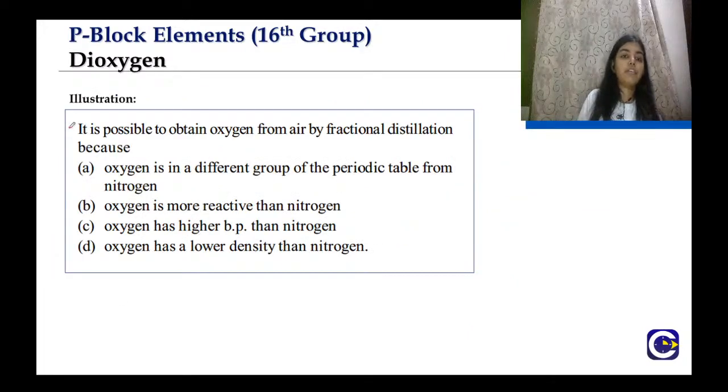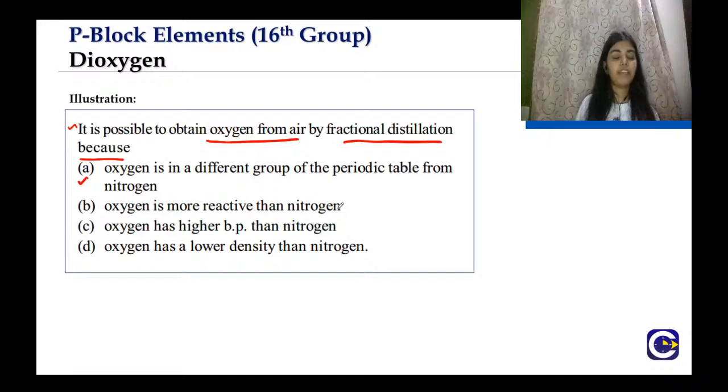Now next question is, it is possible to obtain oxygen from air by fractional distillation because oxygen is in a different group of the periodic table than that from nitrogen. Oxygen is more reactive than nitrogen. Oxygen has higher boiling point than that of nitrogen, or oxygen has a lower density than that of nitrogen. What should be the answer for this particular question?